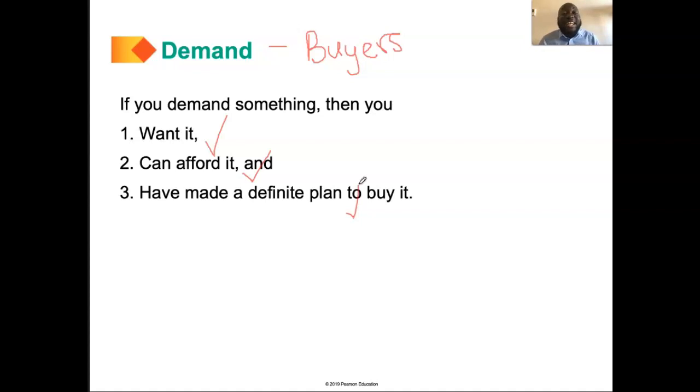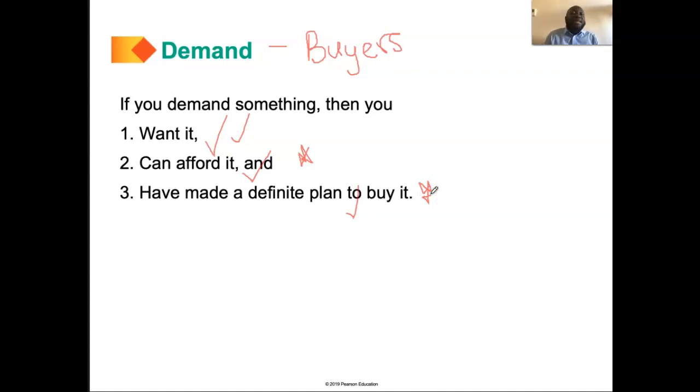So my dream car is actually a Corvette Stingray. Do I want it? Yes, I do. Can I afford it? Unfortunately, Wartburg doesn't pay me much, so I can't afford a Corvette Stingray. So no, I can't afford it. Do I have a definite plan to buy it? Well, not now or anytime soon because of my measly pay from Wartburg. So in that sense, I'm not part of the demand market for a Corvette.